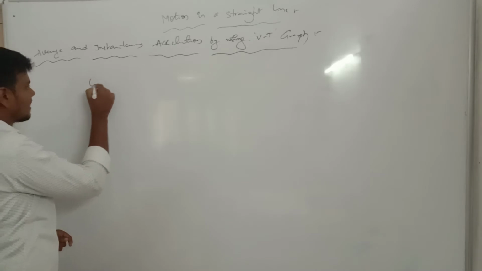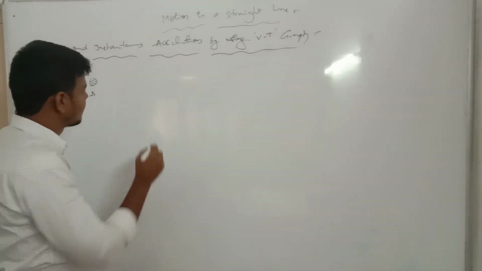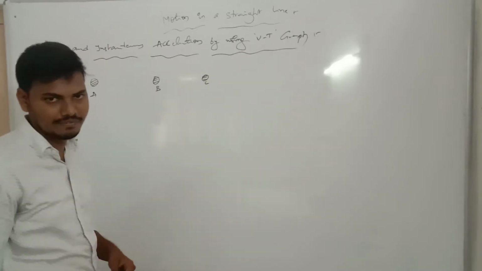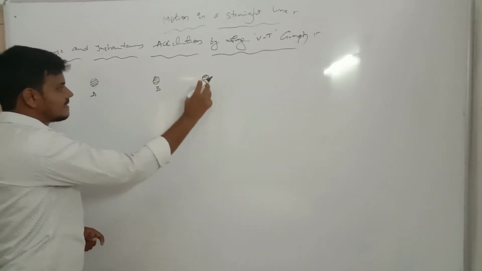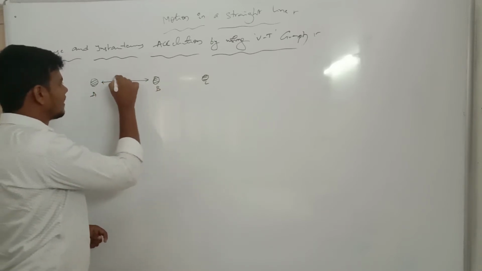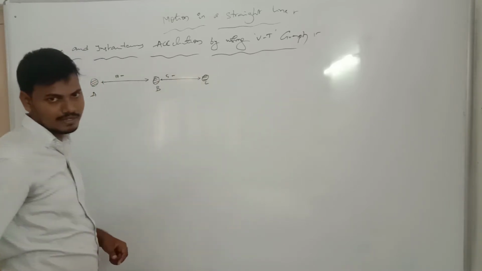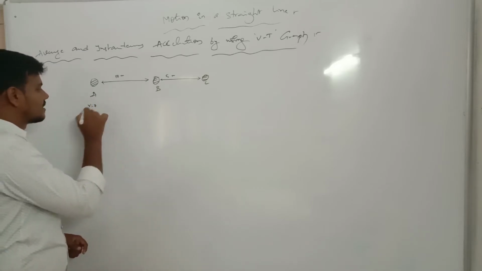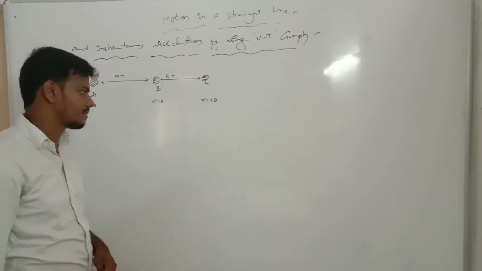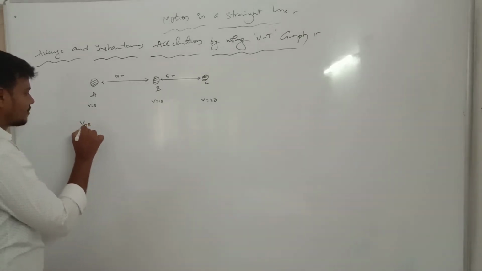Okay, in our previous class we chose the first position A, again we chose the second position B, and again the third position C. A, B, C positions. From A to B, the time period we took was 10 minutes, and from B to C, the time period was 5 minutes. Now the velocities we took were v equals 0, v equals 10, and v equals 20 meter per second. Okay, right? The velocity from A to B position.